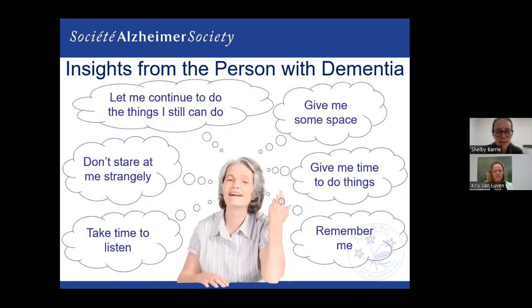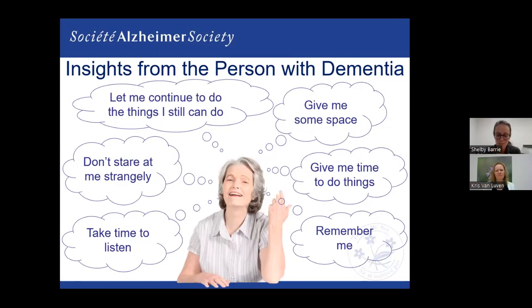We have some more here. Take time to listen. We often say, practice the pause. If you're in conversation with a person living with dementia, sometimes it can take up to 30 seconds for the person to process that information that you're saying, listen to it, process it, and come up with a response. So, really giving that time and taking that time to listen to the person and give them that time to respond is really important. Don't stare at me strangely.